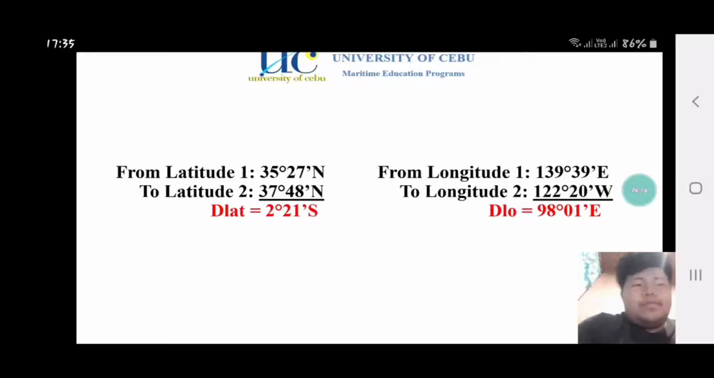So the result will be 261 degrees 59 minutes. The sum is more than 180. In the rules on finding DLO, when the sum is more than 180, we need to subtract it from 360 degrees. So 261 degrees 59 minutes subtracted from 360 degrees gives 98 degrees 1 minute east. And same as getting DLAT, the naming is according to its direction. So we finished getting DLAT and DLO, and we go to finding GCD.